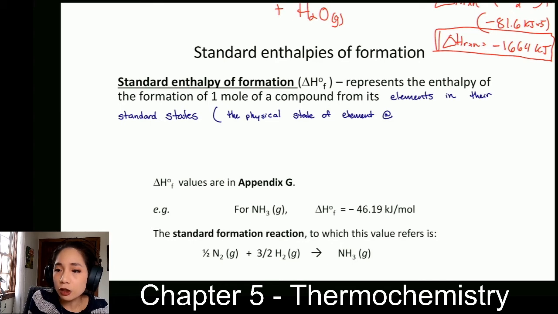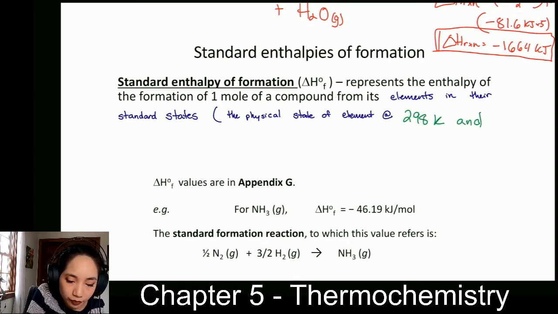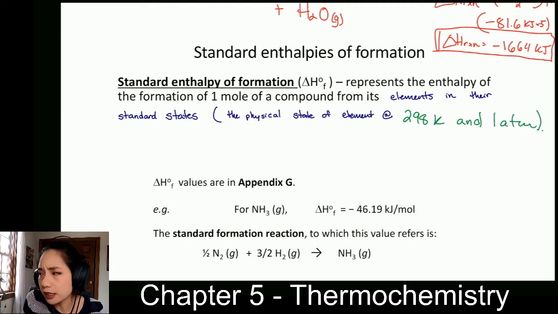This represents the enthalpy or the energy required to form 1 mole of a certain compound from its elements in their standard state. So what standard state means is the physical state of that element that is expected at 298 Kelvin and 1 ATM. So, most metals are solids. Many of the non-metals are diatomic and gases. So we have to think about the standard states, how these elements exist in nature.